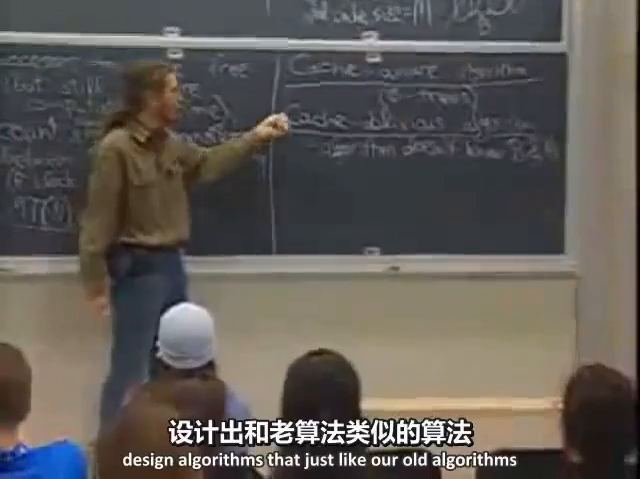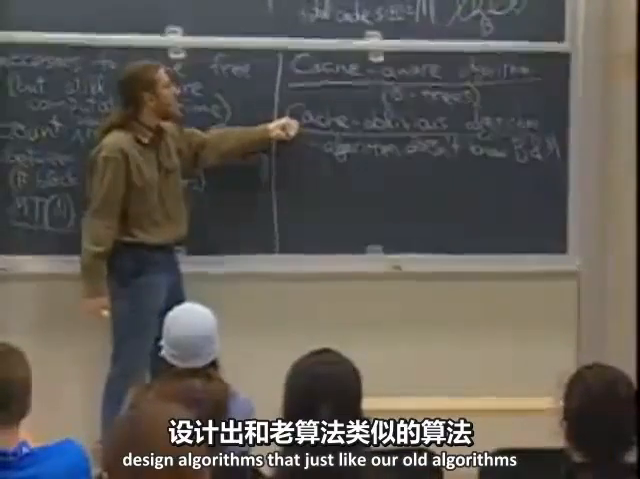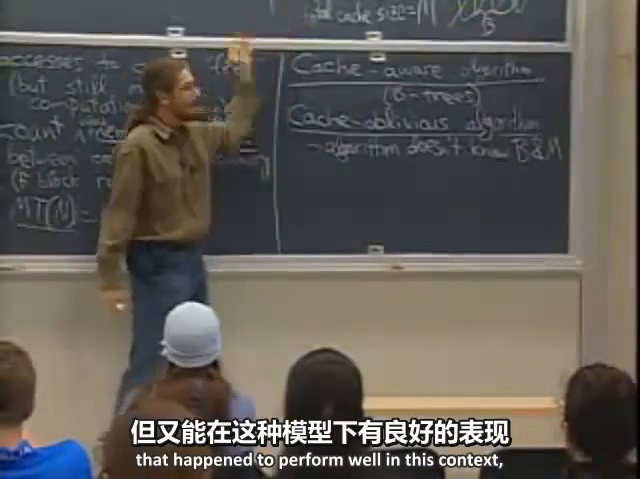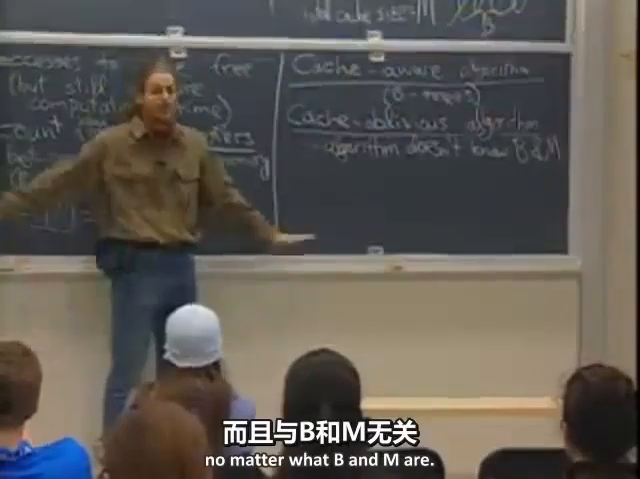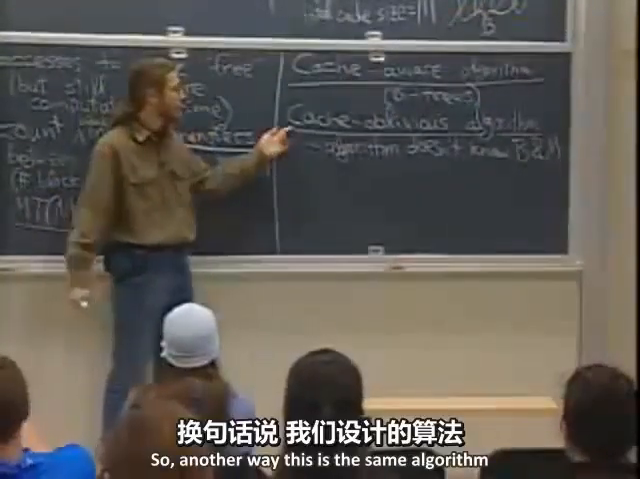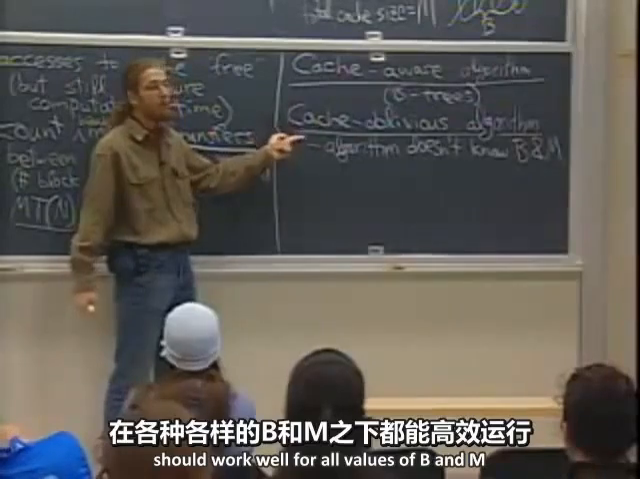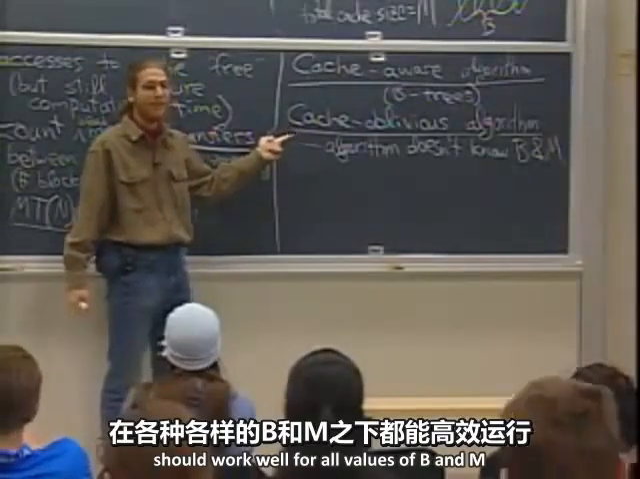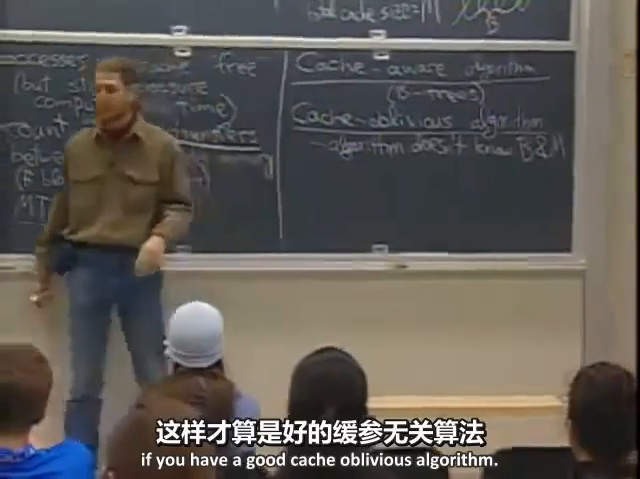So we would like to design algorithms, just like our old algorithms, that happen to perform well in this context, no matter what B and M are. So another way of saying this is the same algorithm should work well for all values of B and M if you have a good cache-oblivious algorithm.